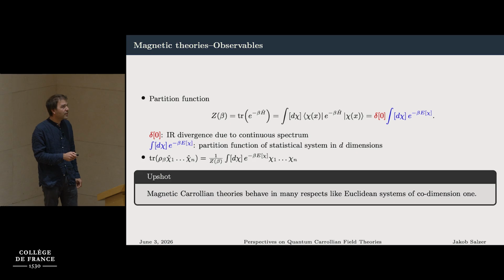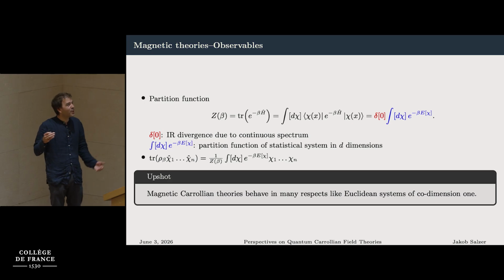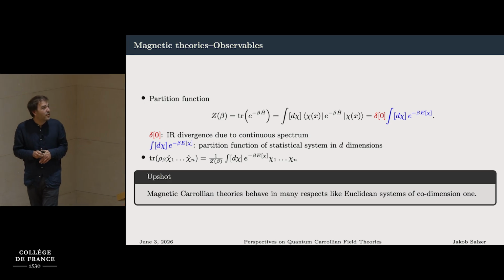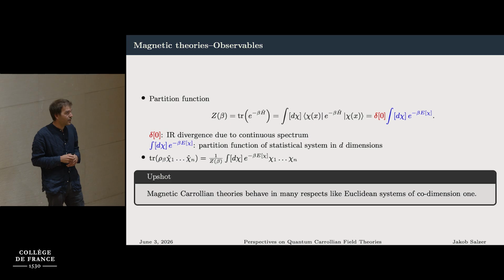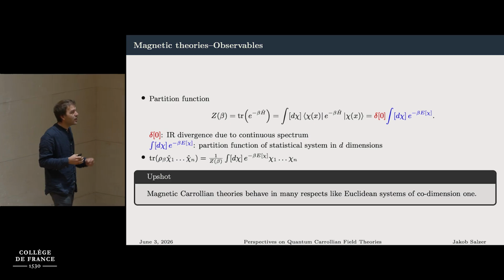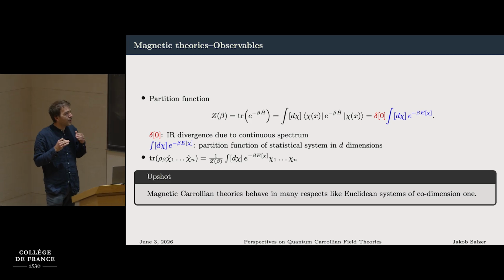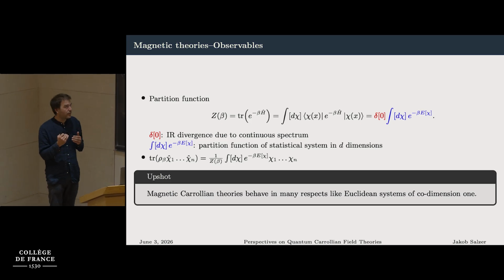I can do the trace since I gave you this basis of states, these chi's. These are all eigenstates of the Hamiltonian, so acting on them with the Hamiltonian just gives me the energy. I still have to do the path integral over the chi configurations, but you see that I have a chi hitting this other chi, which will just give me some delta functional, which is an IR divergence due to this continuous spectrum of states. However, this other piece here has a very nice interpretation just as a partition function of a statistical system in one dimension lower.